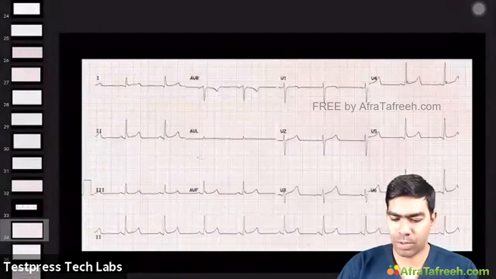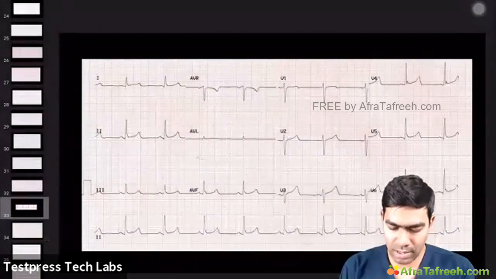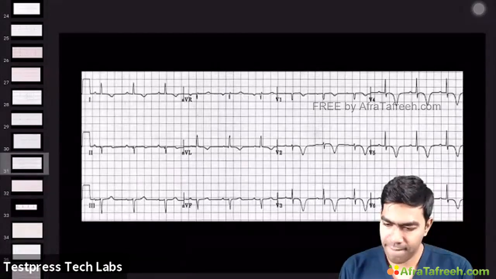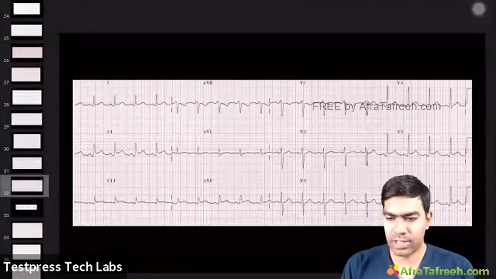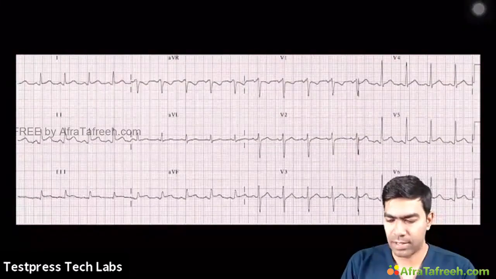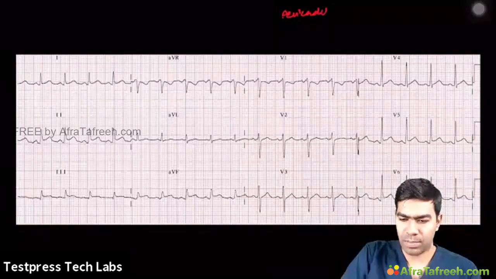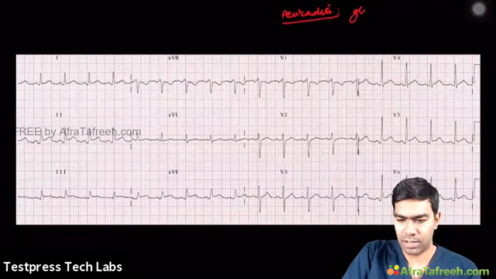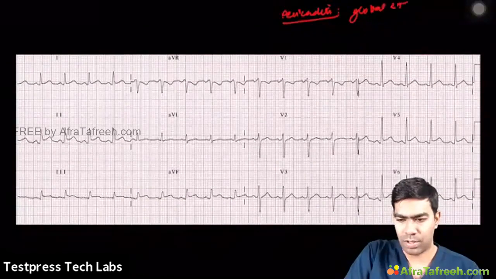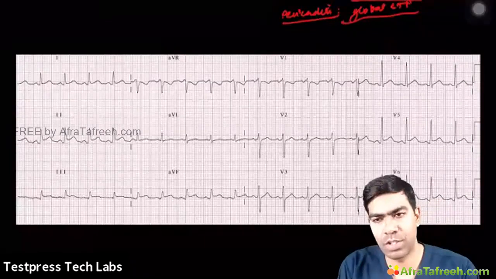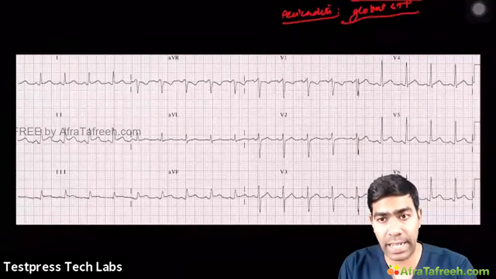Usually they won't have reciprocal changes. To understand that, it's important to know the ECG of pericarditis. This is one example ECG of pericarditis. Usually pericarditis is supposed to have a global ST elevation. That's what your textbooks will tell. You'll have global ST elevation, which means ST elevation in the majority of the leads. That's what the books will tell.